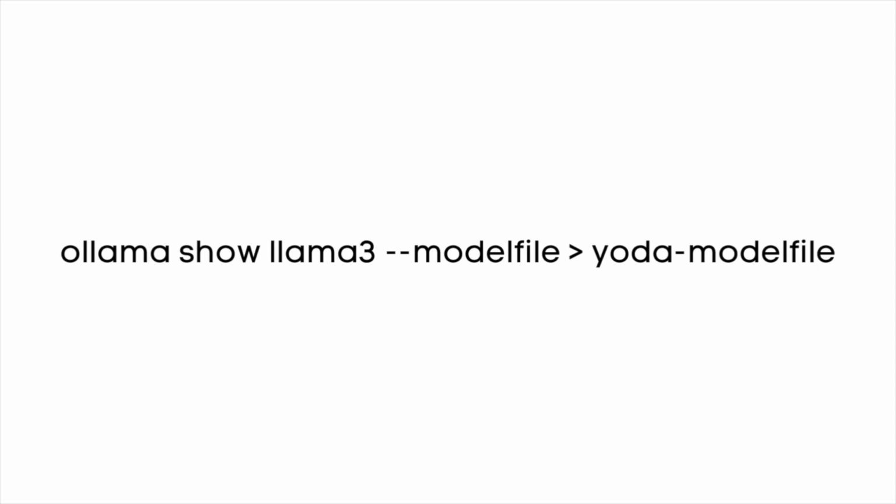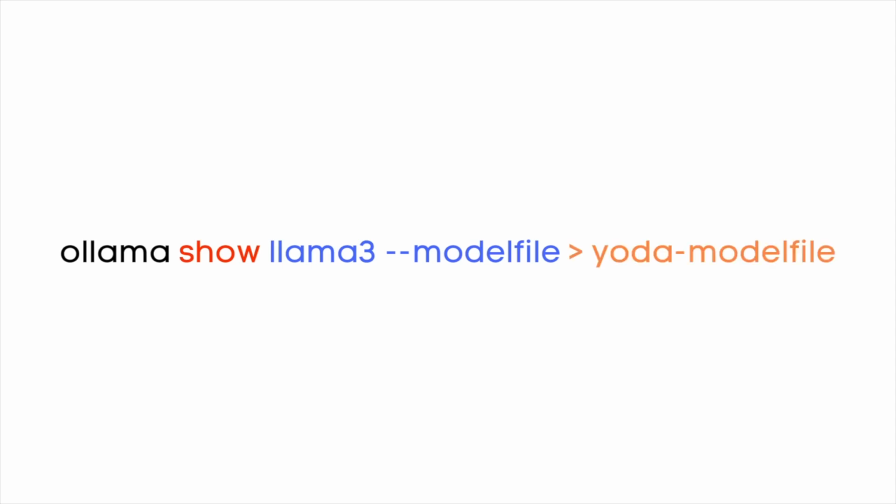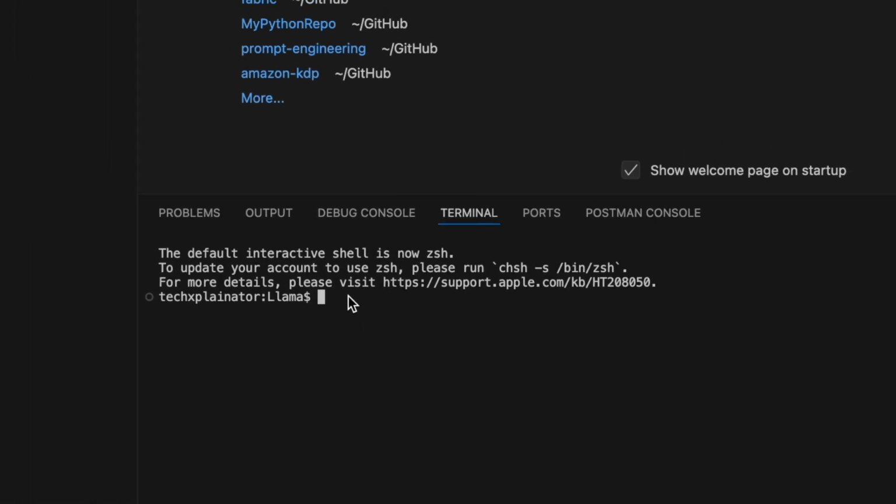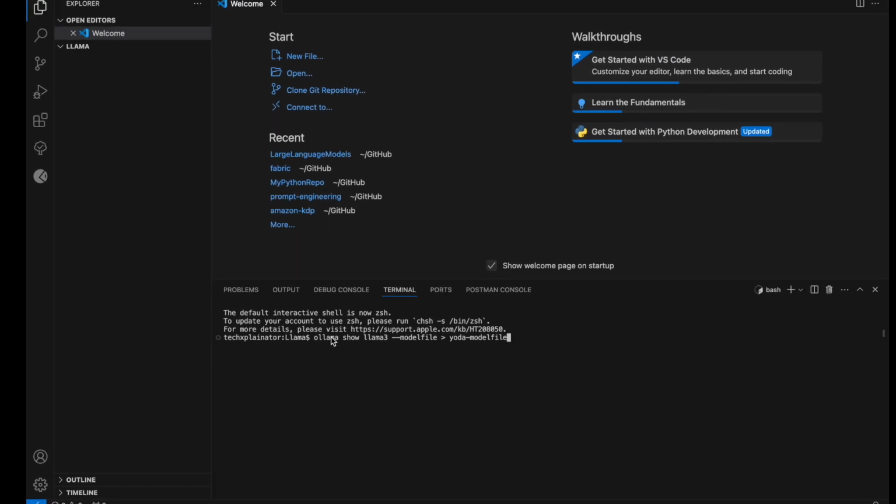I'm using the show command to instruct Ollama to display the model file of the original LLAMA3 model. However, instead of showing it in the terminal, I'm telling Ollama to copy the content into a new file called Yodamodelfile. The syntax is the same for any model you'd like to use. Now I will type in this command into the terminal in VS Code.